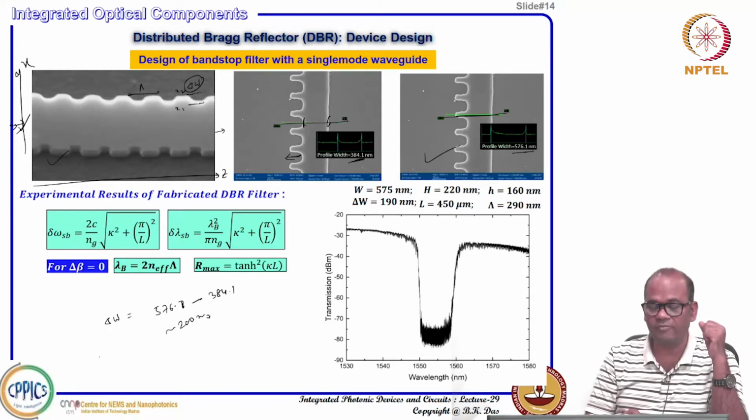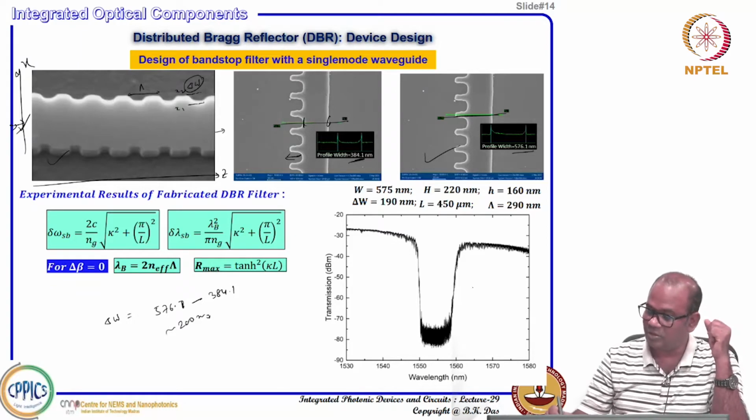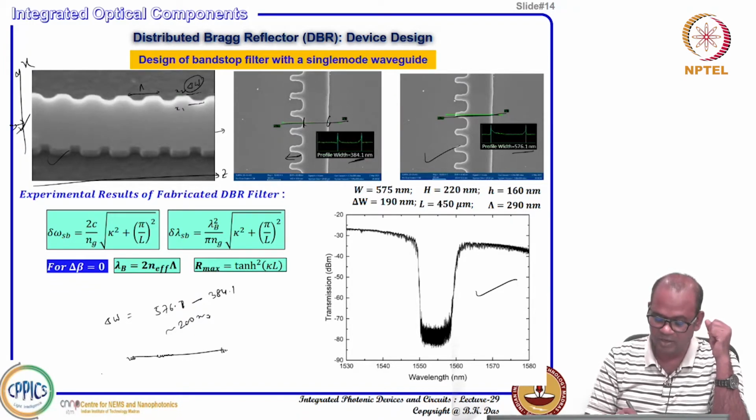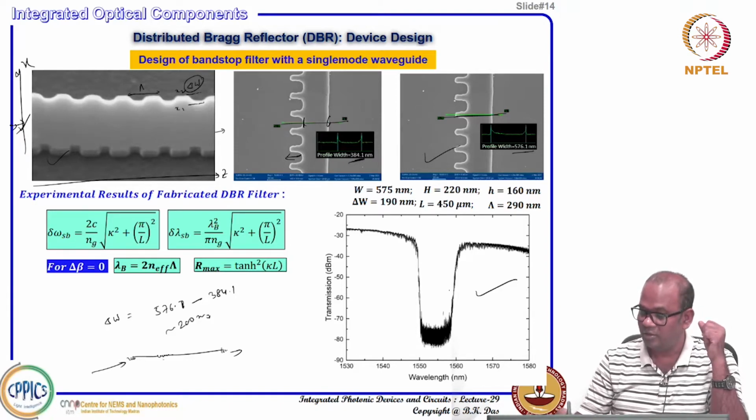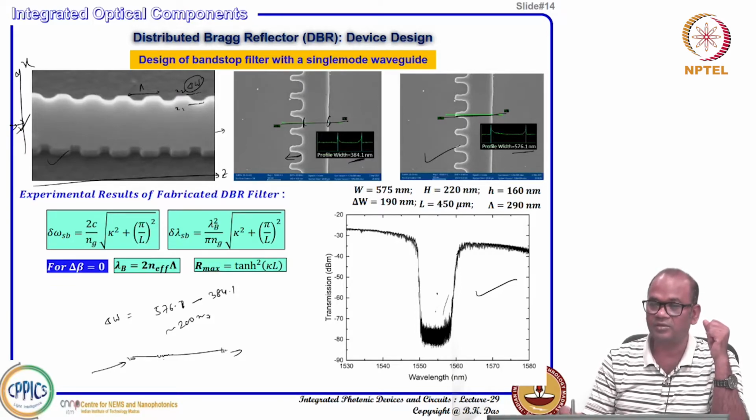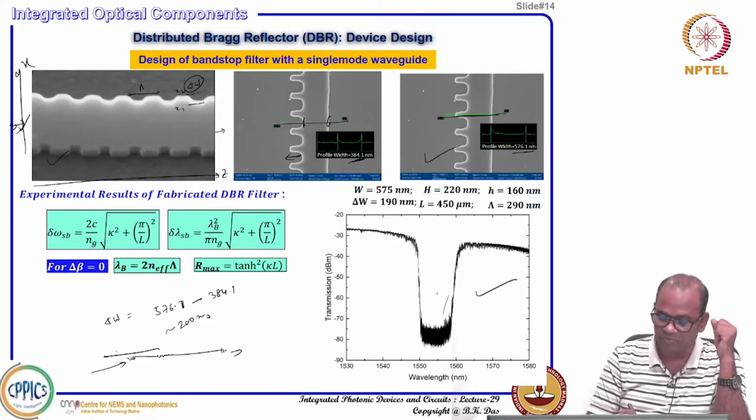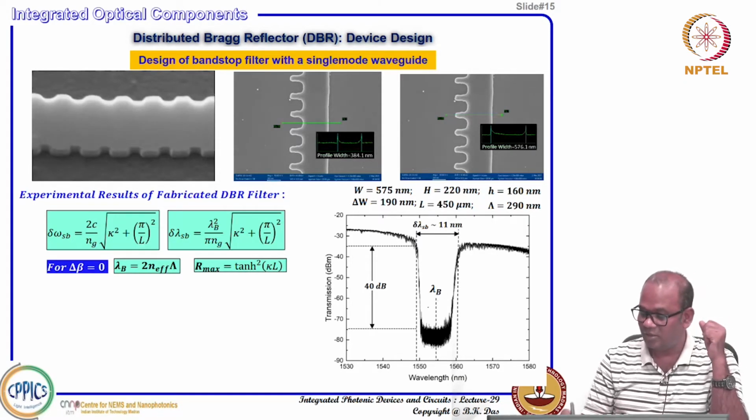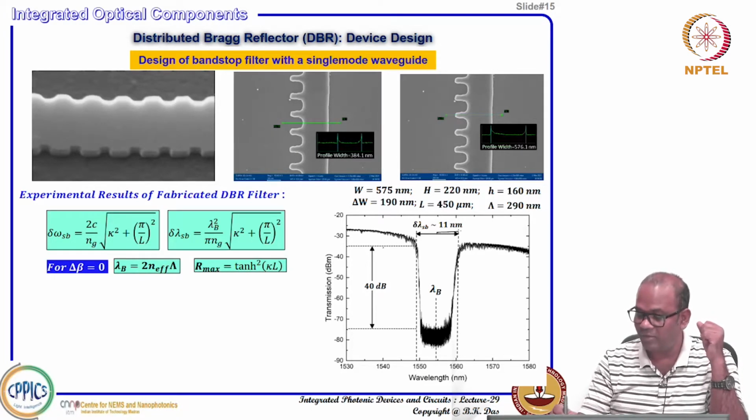Such a device we have fabricated, and we obtained the transmission characteristics. Suppose this is your DBR structure with a grating coupler here; you launch here, you tune the wavelength, and you see that a certain wavelength is missing in the transmission. That means that lost energy must be reflected in the backward direction. In the transmission you see 40 dB extinction, and you get a bandwidth of 11 nanometer for a grating length of 450 micrometer.